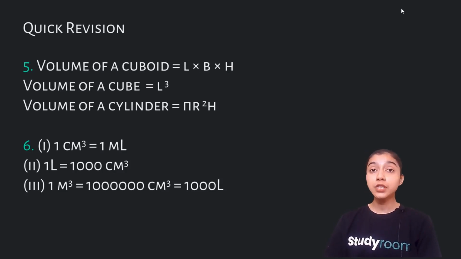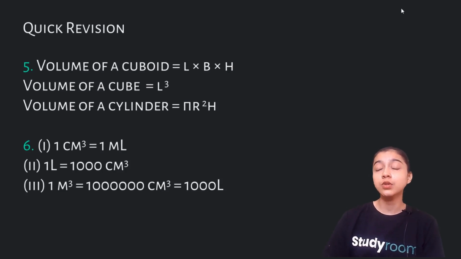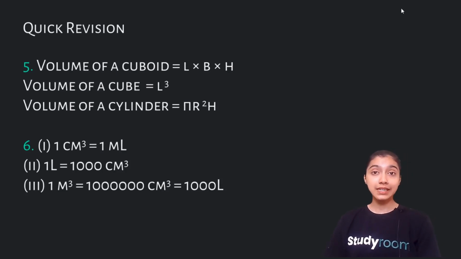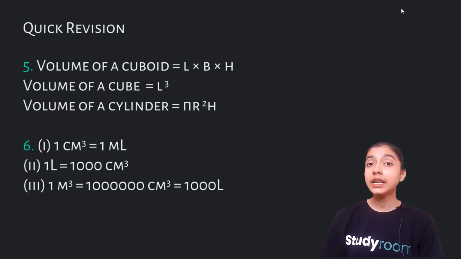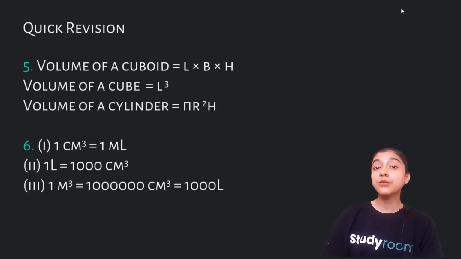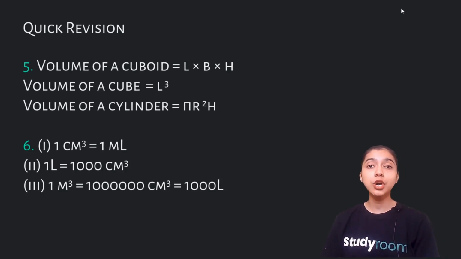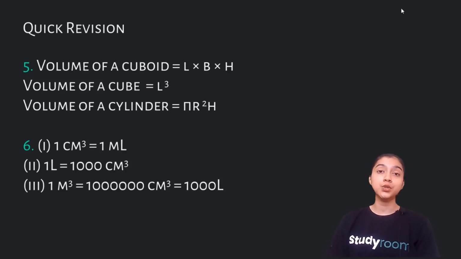Next, the volume of a cube, if each of the edges of the cube is given as L, will be L cube. The volume of the cylinder is pi r square h, where r is the radius of the cylinder and h is the height of the cylinder. Now, we even discussed some of the important unit conversions that will be required in solving a lot of numerical problems related to mensuration.